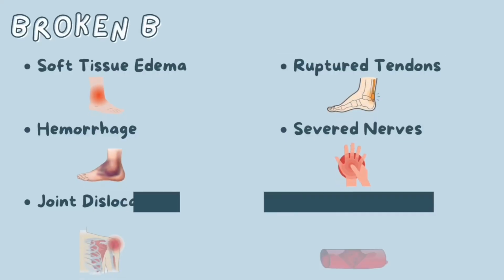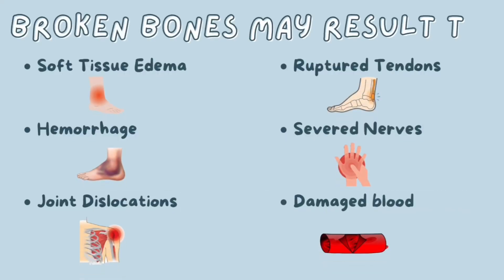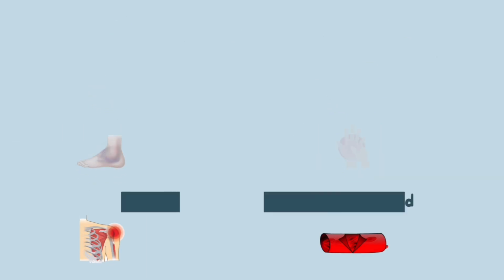When the bone is broken, adjacent structures are also affected, which may result in soft tissue edema, hemorrhage into the muscles and joints, joint dislocations, ruptured tendons, severed nerves, and damaged blood vessels. Body organs may be injured by the force that caused the fractures or by fracture fragments.